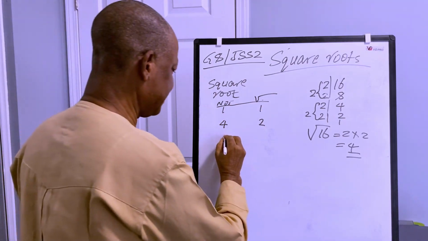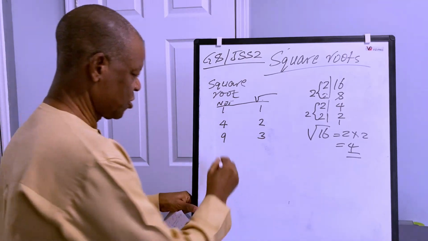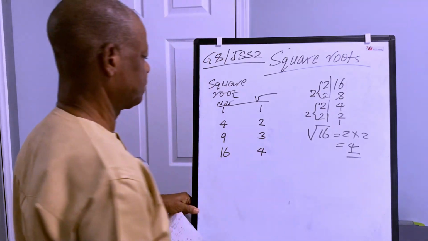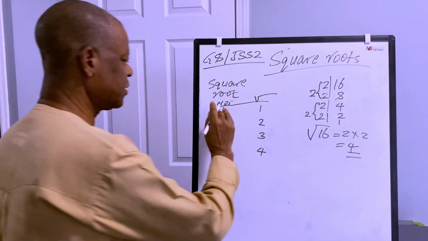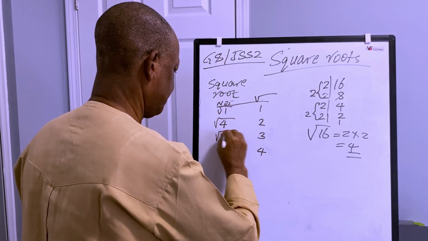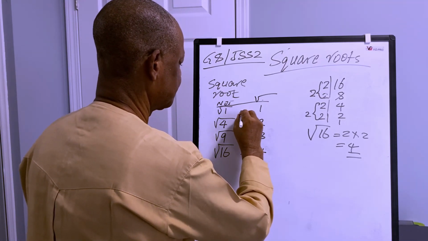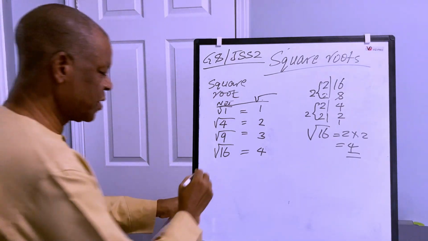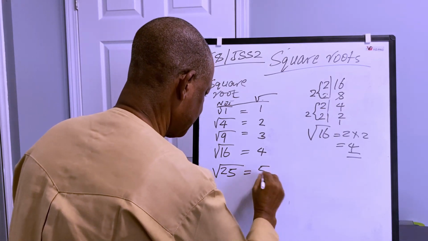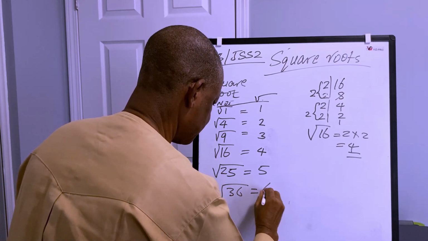We have 9. The square root of 9 will give us 3. The square root of 16 will give us 4. Let me put it this way, the square root of 25 will give us 5, and the square root of 36 will give us 6.